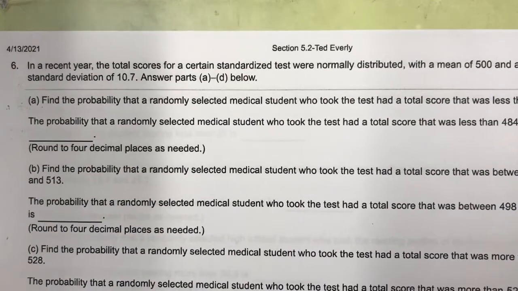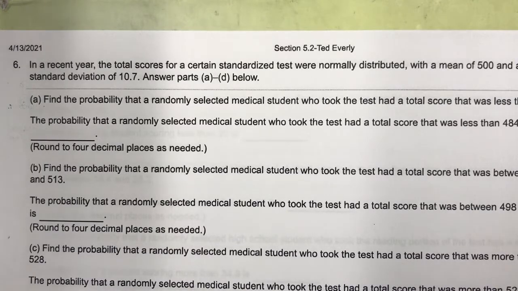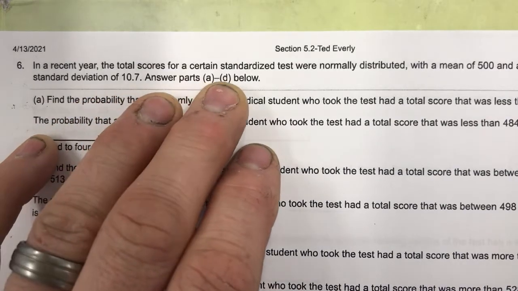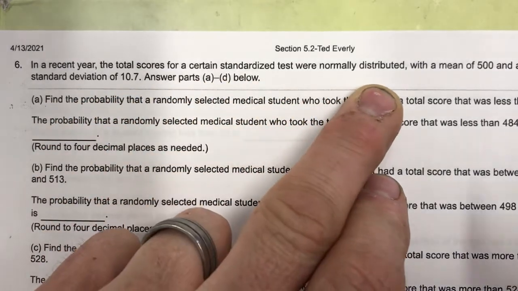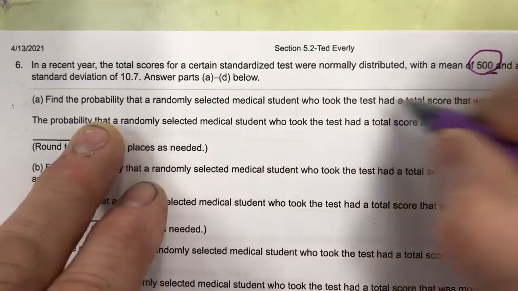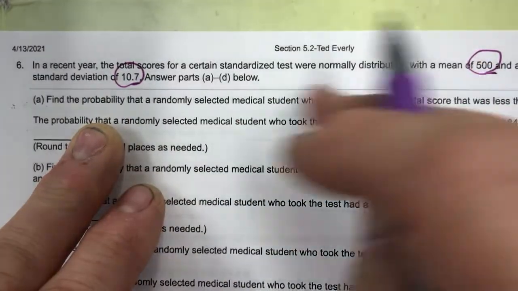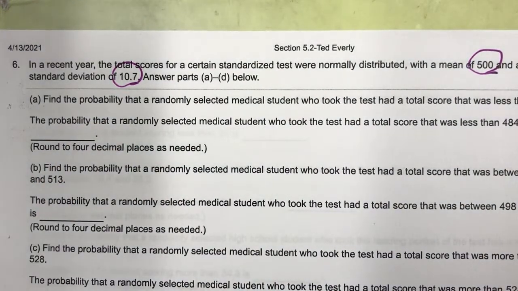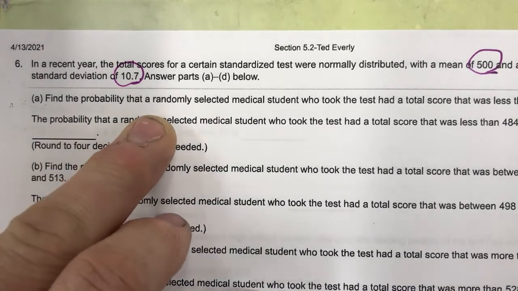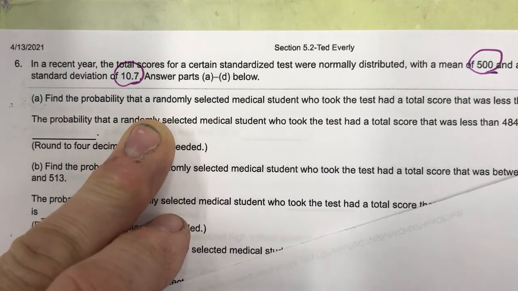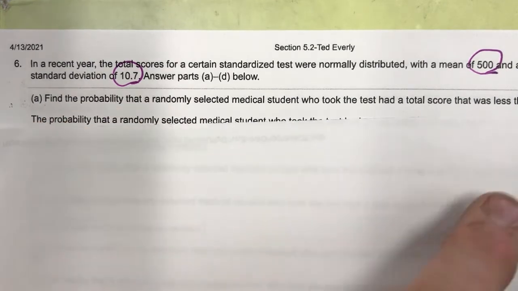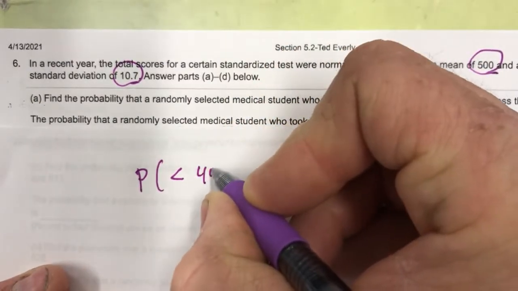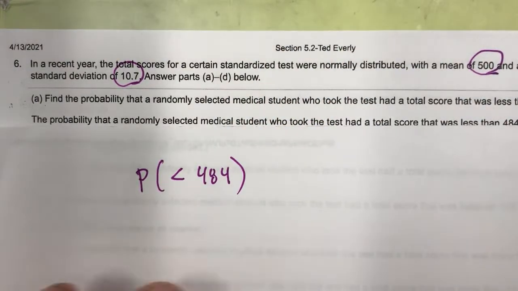Let's do this one right here, number 6. Okay. In recent year, the total scores for a certain standardized test were normally distributed with a mean of 500 and a standard deviation of 10.7. So there's my mean, there's my standard deviation. Now it says in part A, find the probability that a randomly selected medical student who took the test had a total score that was less than 484. So what's the probability? It's less than 484. That's what we're finding here.